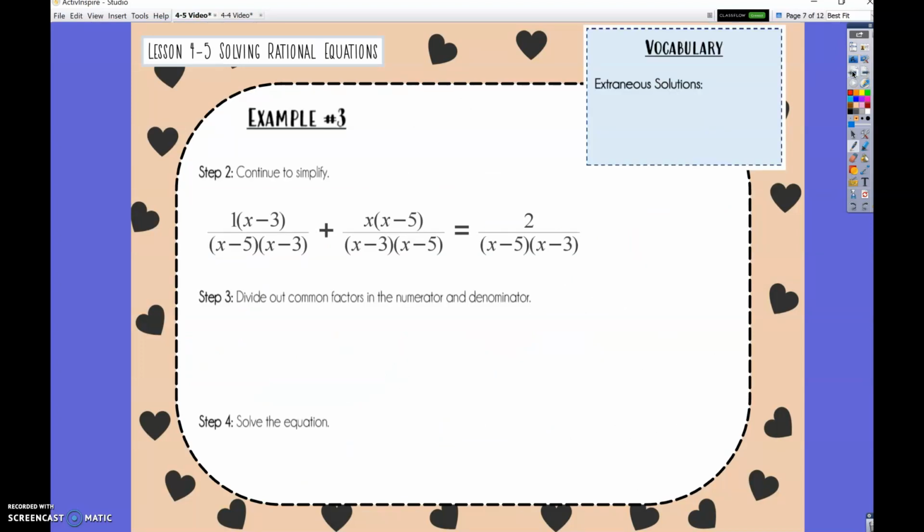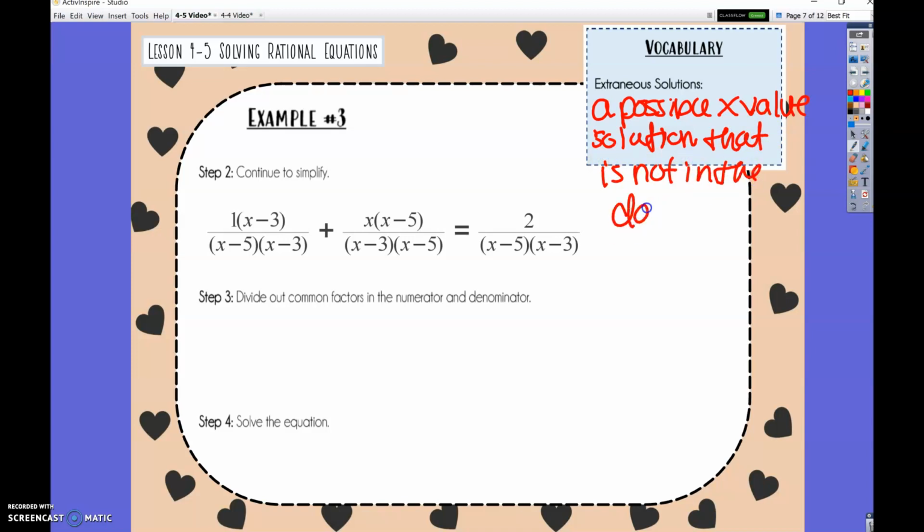But extraneous solution, it's a possible x value solution that is not in the domain.